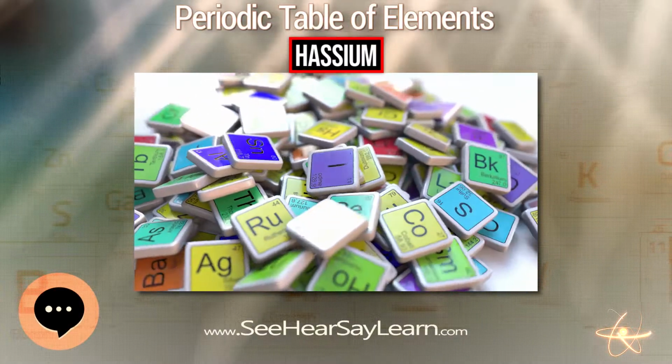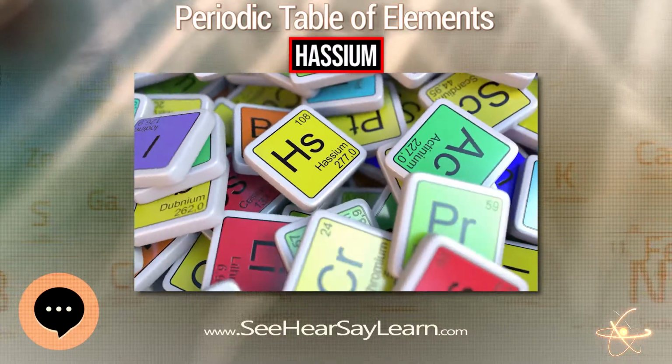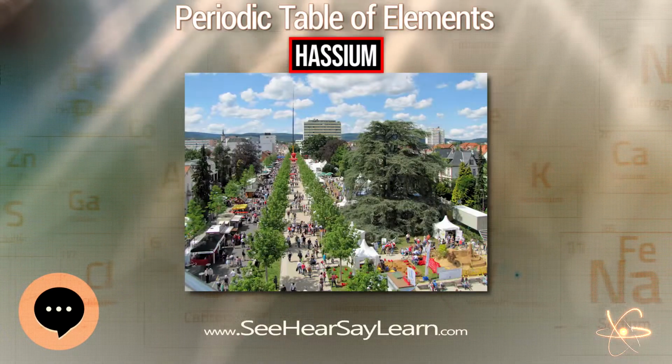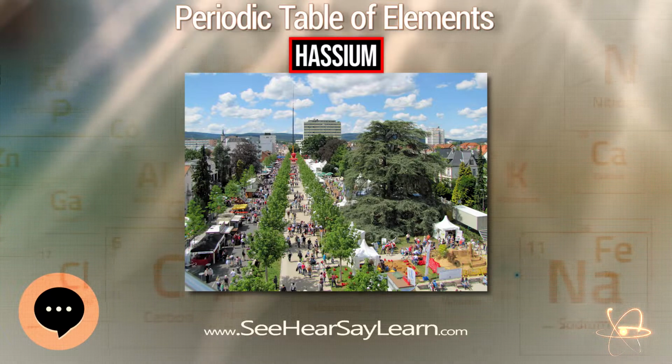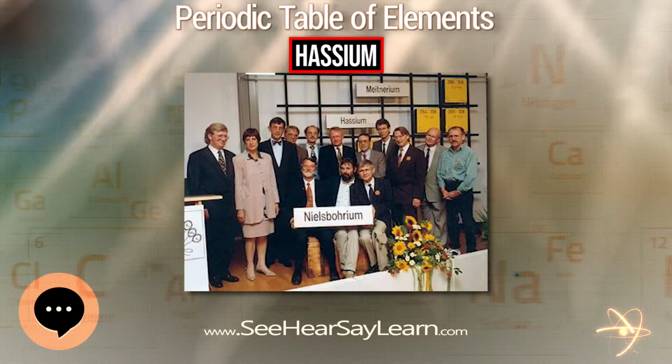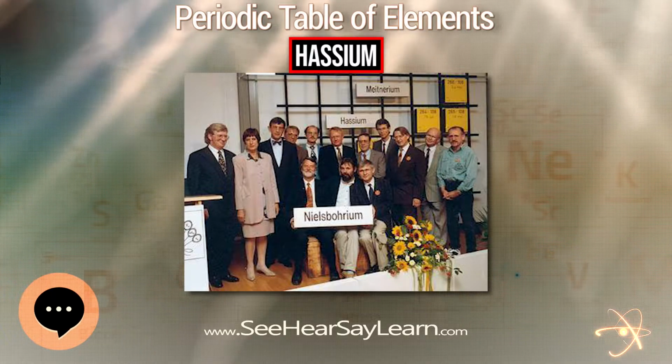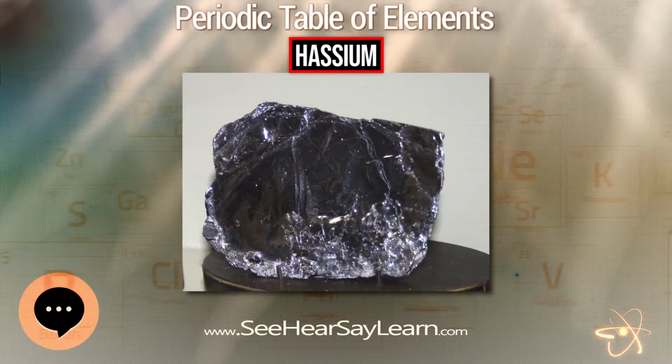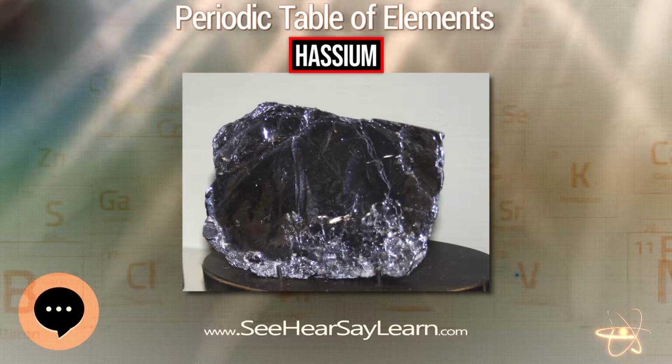Hassium. Hassium is a synthetic chemical element with symbol Hs and atomic number 108. It is named after the German state of Hesse. It is a synthetic element and radioactive. The most stable known isotope, 270Hs, has a half-life of approximately 10 seconds.